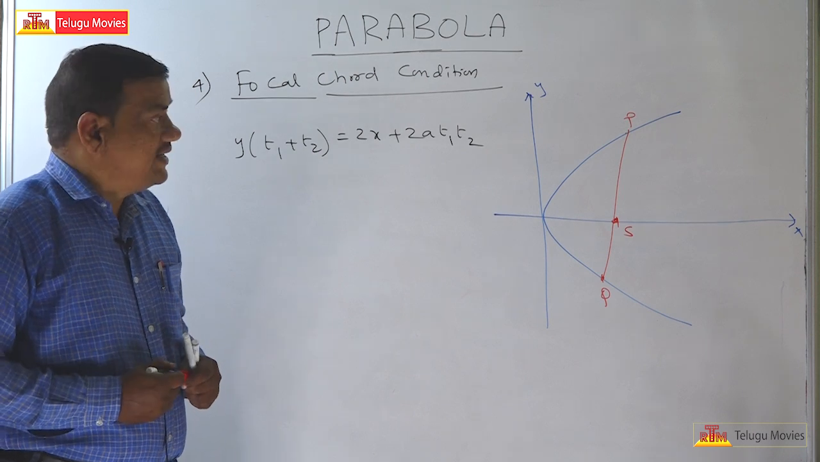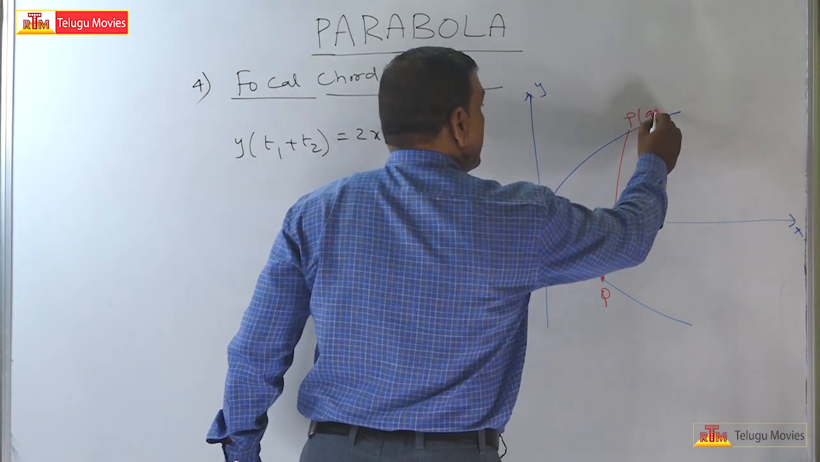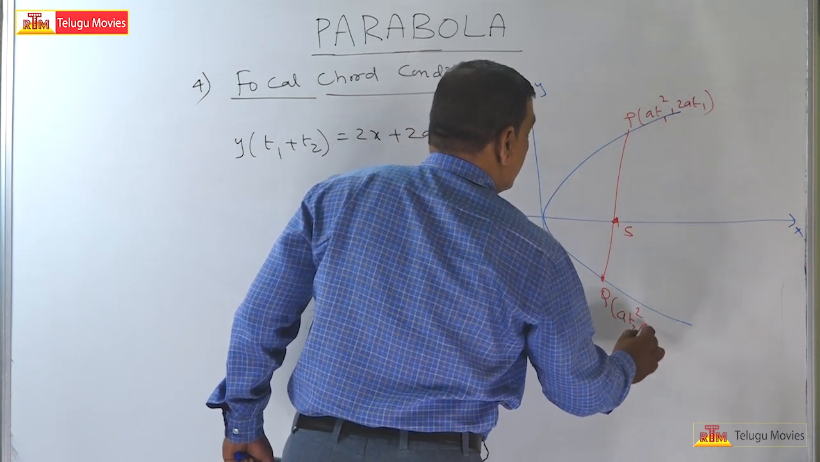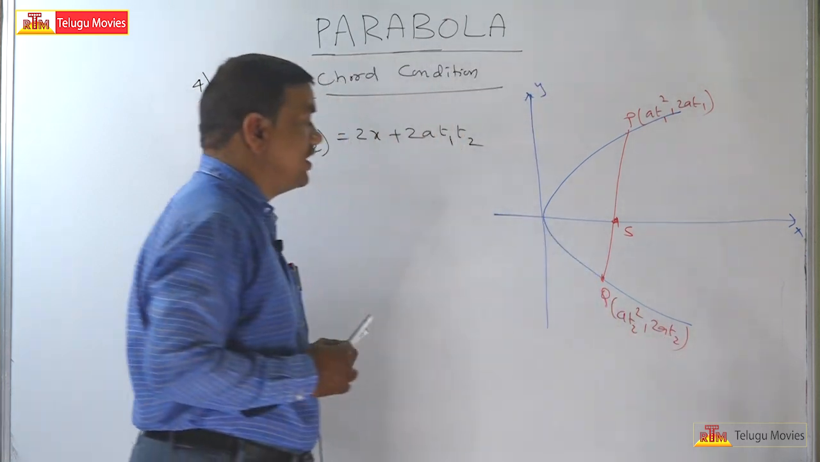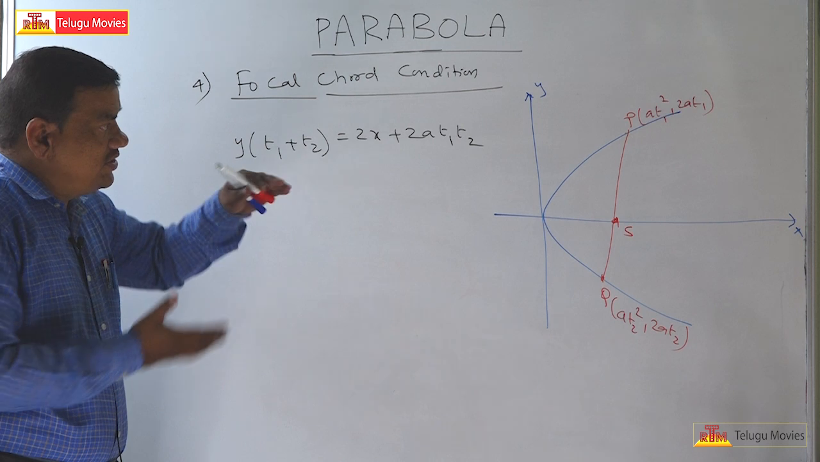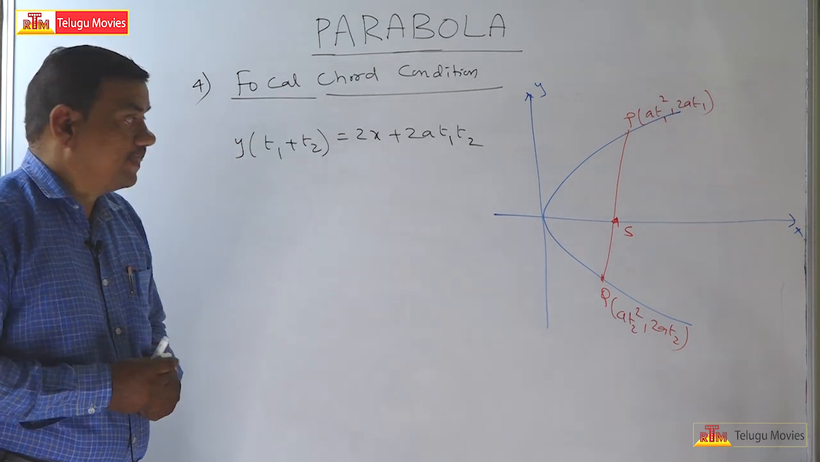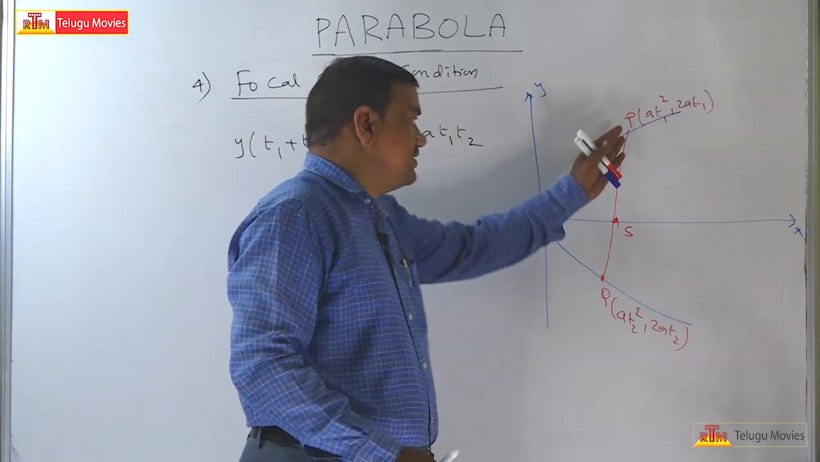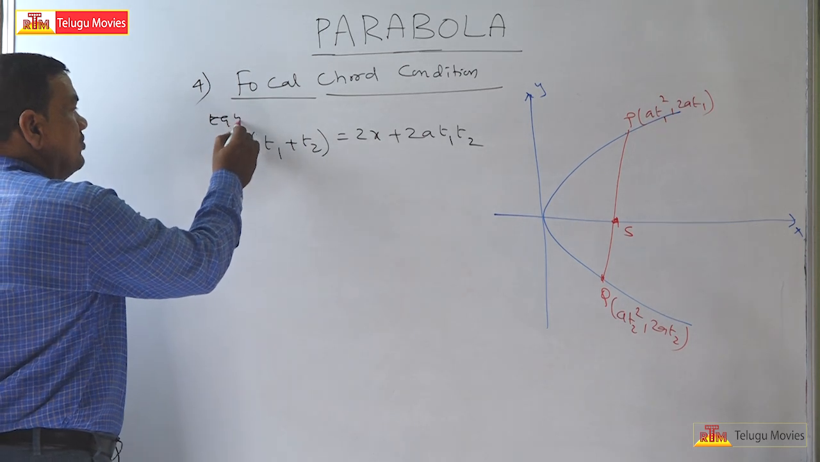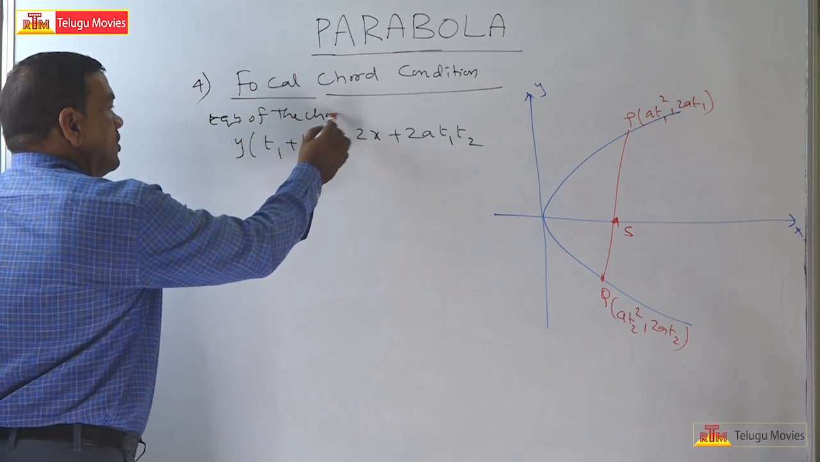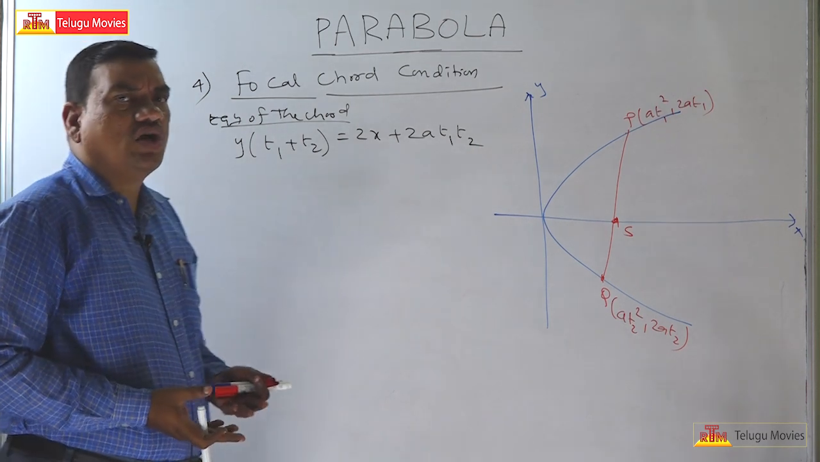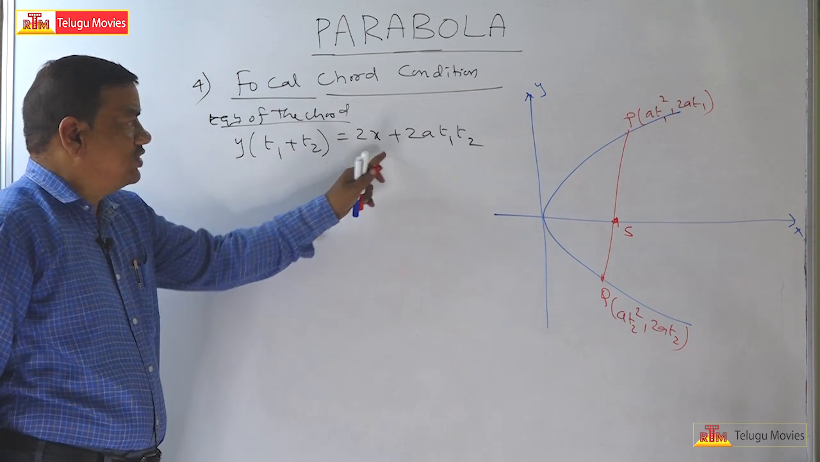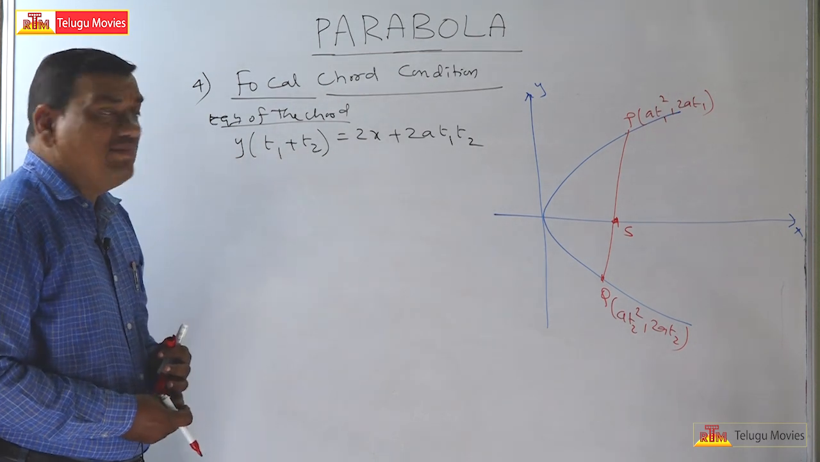Okay, now let the coordinates of P be (a t1 square, 2a t1), and the coordinates of Q be (a t2 square, 2a t2). These are the endpoints of the focal chord. Now we know the equation of the chord, which we have just seen. The equation of the chord and the equation of the focal chord are both the same. The formula is y(t1 plus t2) is equal to 2x plus 2a times t1 t2.